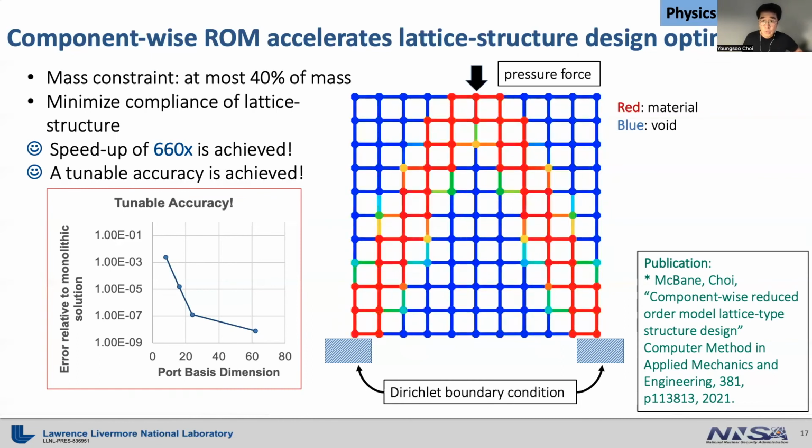The movie shows the optimization history from the beginning. Initially, it started with a uniform density variable and evolves into an optimal design where blue components imply no material there, while red components imply that you put material there. With the component-wise reduced order model, a speedup of 660 was achieved and a tunable accuracy from a relative error of less than 1% down to 10 to the negative 8 was also achieved, which is pretty good.